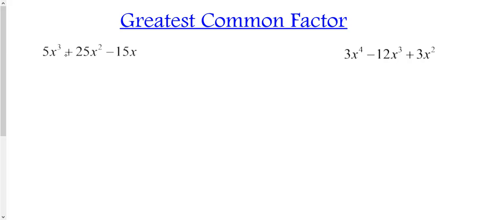Now between all these 3, I'm looking to see, can I divide them all by the same number? And if so, what is the biggest, what is the greatest number I can divide each of these by? In this case, it's 5.